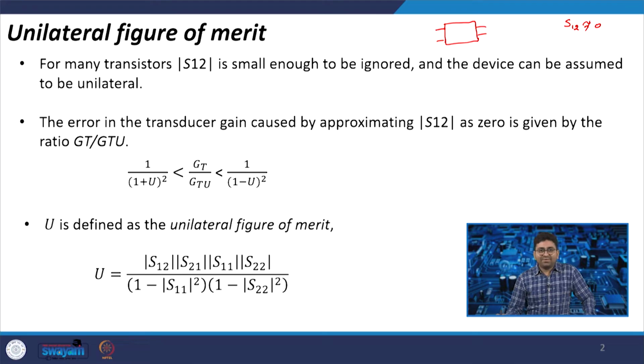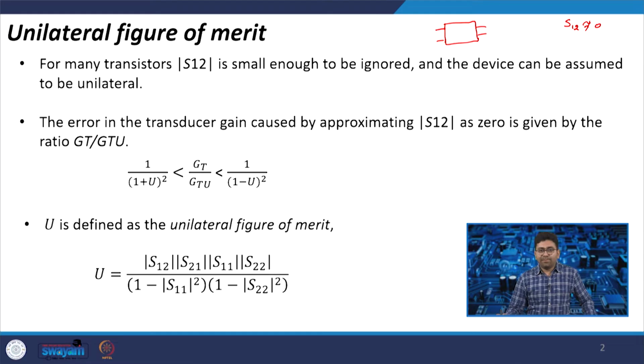For many transistors or transistor networks, S12 is small enough to be ignored, and when you ignore S12, as we have already seen, the methodology will be simpler and you can design faster, and the device can be assumed to be unilateral. So, let it be a bilateral device, but if S12 is very small, then you can consider it as unilateral.